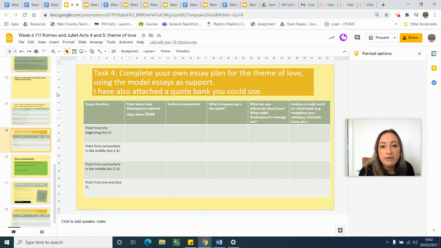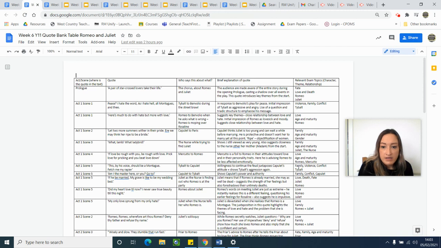Okay, and you're going to complete your own essay plan on the theme of love using the model essays as support. I'm also going to attach this quote bank to this post. Okay, so this is a quote bank here. Now you can see here, helpfully, I've done a column on relevant exam topics, so character, theme, relationship. Okay, so you look through, and every time you see love, you know that you can use that quote for a love essay.